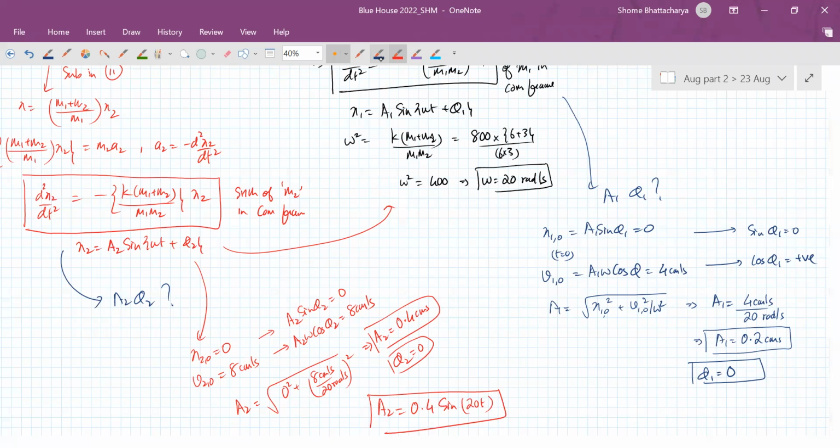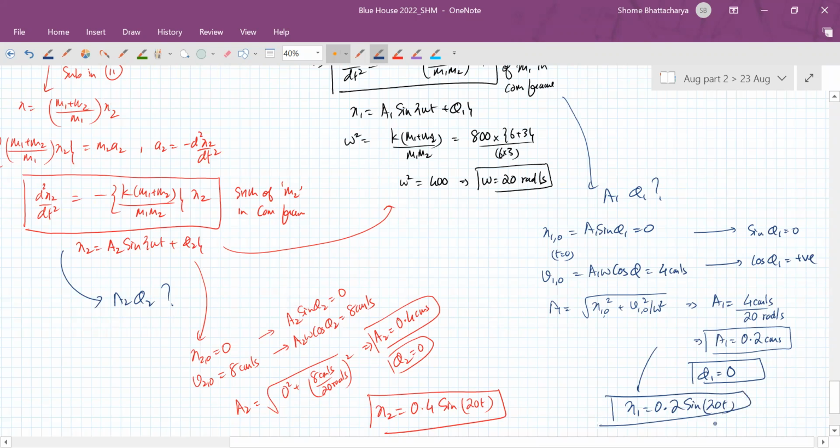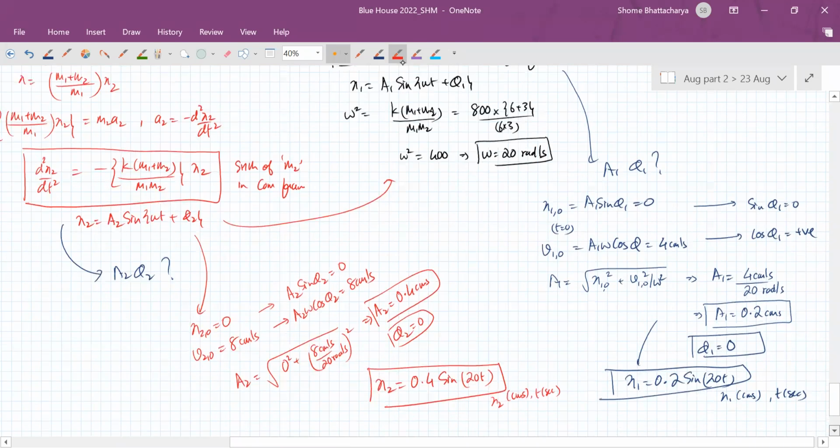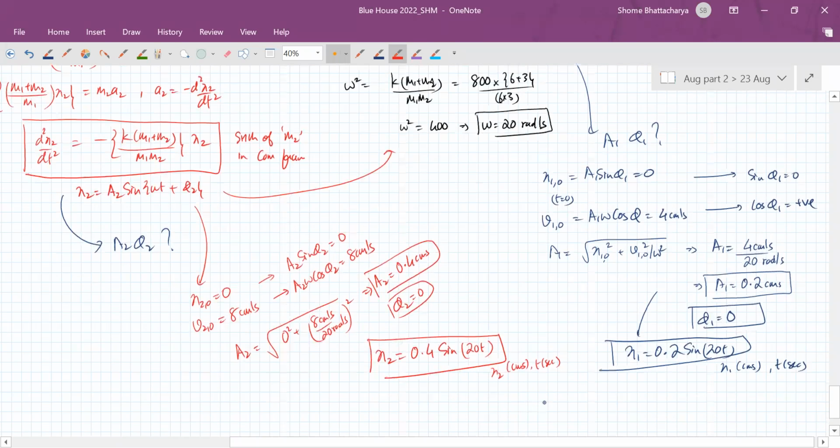So now I know the complete story that x2 as a function of time is 0.4 sine 20t. And x1 as a function of time, sorry, not A1 and A2, those are the amplitudes, but x2 and x1. So this is x2 as a function of time, and from here, x1 as a function of time is 0.2 sine 20t. Each of these x1 and x2 are in centimeters, time is in seconds. So they are individually doing SHM with omega this much and time period this much. Also the state of the spring, remember that was x1 plus x2. So that's also becoming very simple. It is 0.6 sine 20t.